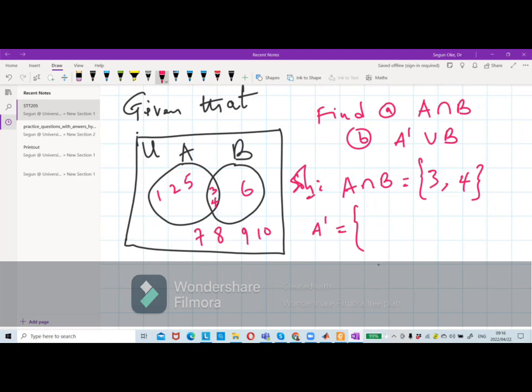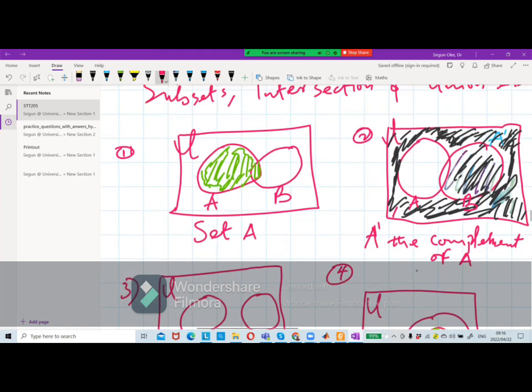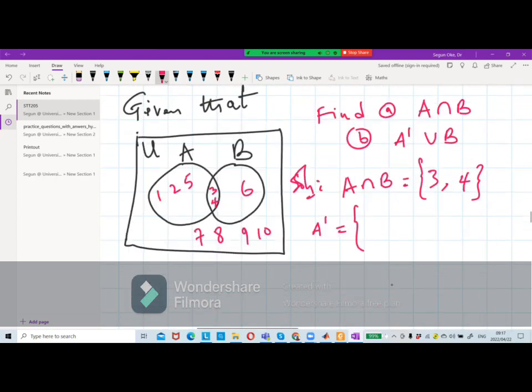A prime. Let's look at the A complement the other time. We define A complement here by everything in A, without touching, leave everything in that circle of A. The other elements are A complement. So look at it. The other elements here are 6, 7, 8, 9, 10, apart from the circle of A.